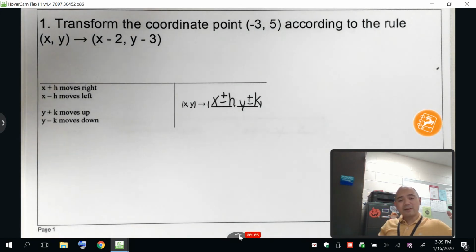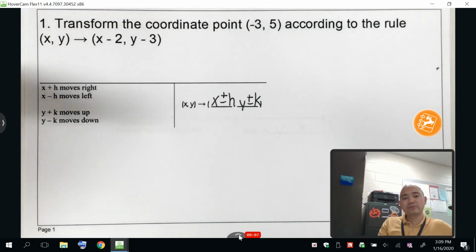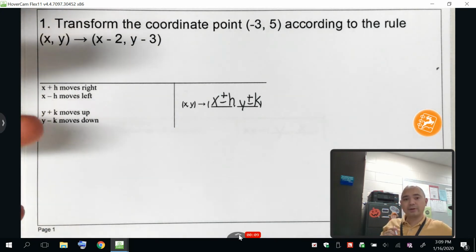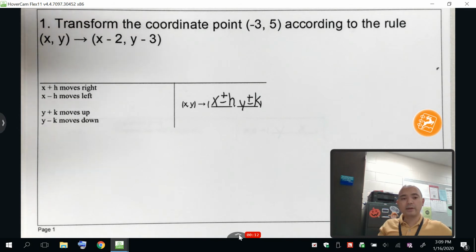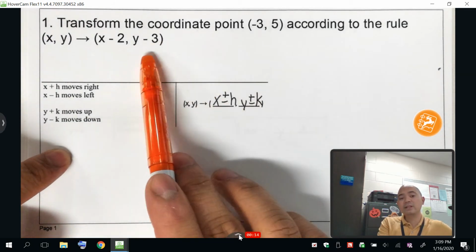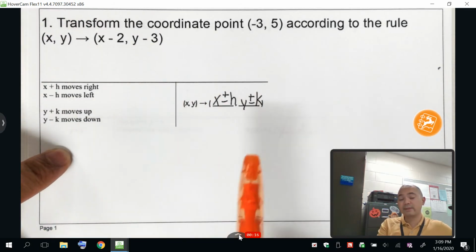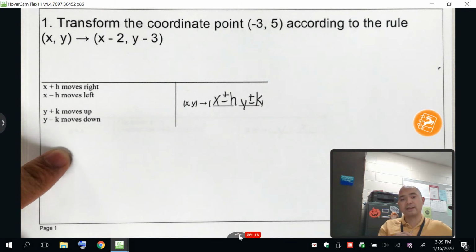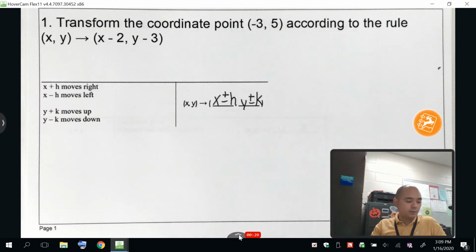If you've been having a hard time understanding the transformation rules, then this video is for you, alright? What I'm going to do in this video is I will give you a problem with the transformation rule, explain it a bit, and then give you a chance to pause and answer the question. So here we go, number 1.